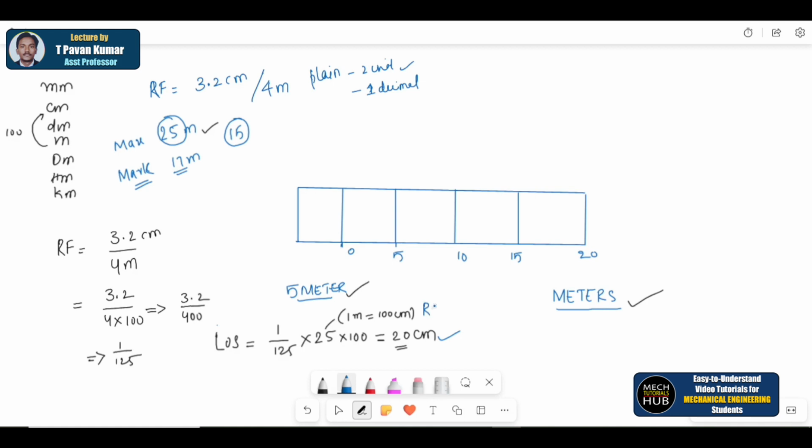So write RF. If that is not given, then no need to worry about whatever we have calculated. Directly you can take the subdivisions of the next decimeters only. Okay, but in the question they have represented as show on it units of meters and 5 meters, full stop. Show the length of 17 meters on this line, that we need to mark.